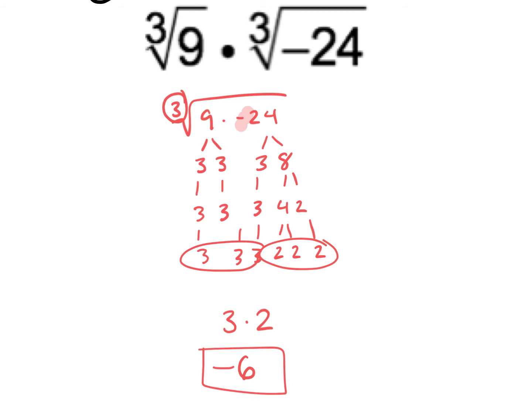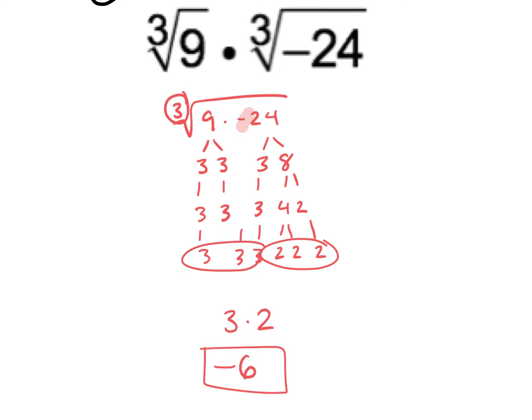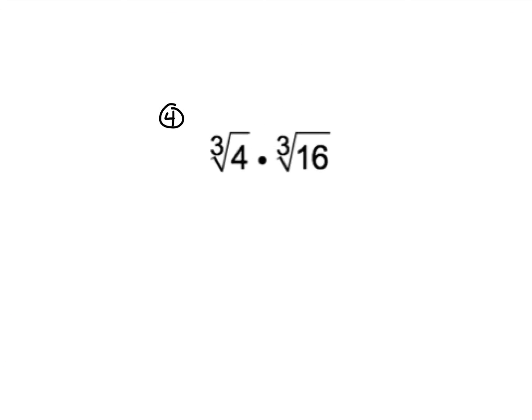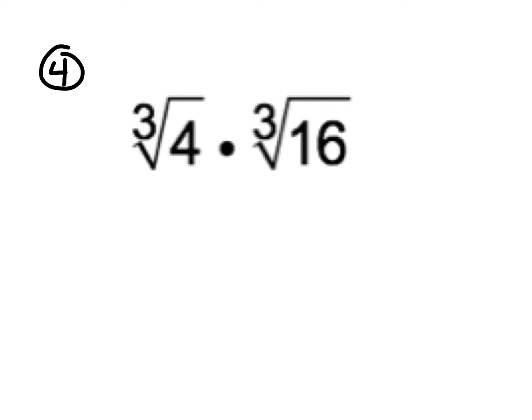Any questions here? All right, number 4. Can we multiply these two together? Yep, we have the same index, so we just put them in the same radical. So we have 4 times 16. Again, we could multiply them together, or we can just leave it and break it down from here.